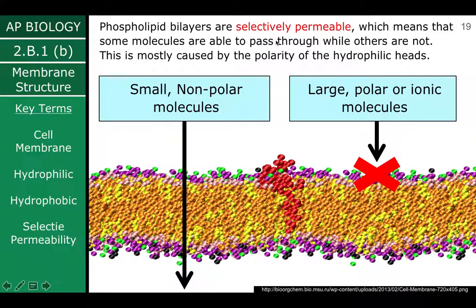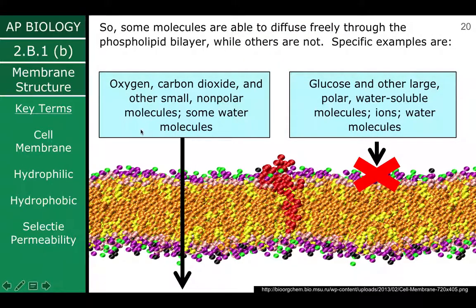So our phospholipid bilayers are selectively permeable, allowing small non-polar molecules to pass through. Some things that pass through really easily, not surprisingly, are oxygen, carbon dioxide, and a lot of water molecules. Oxygen, carbon dioxide, that makes sense that it just passes through so easily because we use it so much. Some things that don't just pass through easily though are glucose, other water-soluble molecules, and also ions and water molecules. So as you can see, sometimes water can be either side, but the main thing to understand is that oxygen and carbon dioxide diffuse right through our membrane.